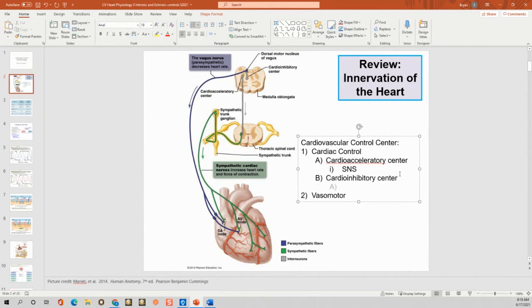And then what do you think about the cardioinhibitory center here? We know this is going to be controlling the PNS. So golden. Cardioacceleratory is going to hit the sympathetic nervous system, the sympathetic trunk ganglion. Right here at the synapse, acetylcholine is released on nicotinic receptors. But the target organ for the sympathetic nervous system will always release norepinephrine as the neurotransmitter onto the heart, and it's going to act on beta-1 adrenergic receptors.